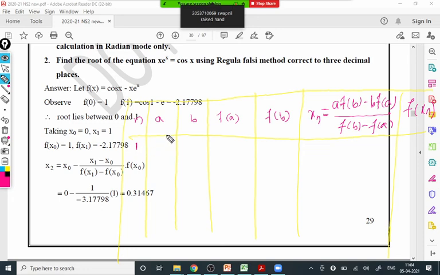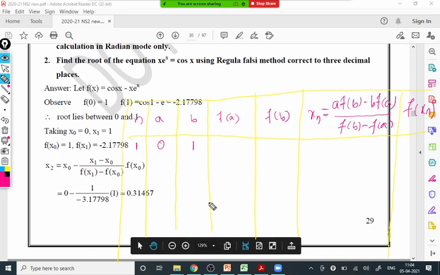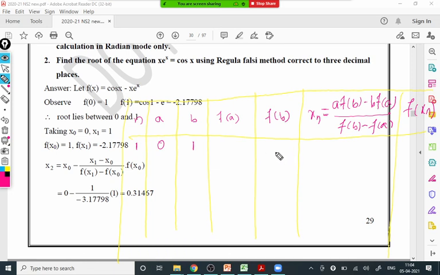So here is the first iteration. The value of a we take as 0, and the value of b we take as 1, because we already observed f(0) and f(1) have opposite signs. You have to always keep an eye on the values of a and b, such that f(a) and f(b) have opposite signs. Opposite sign means if f(a) is positive, f(b) should be negative, and vice versa.